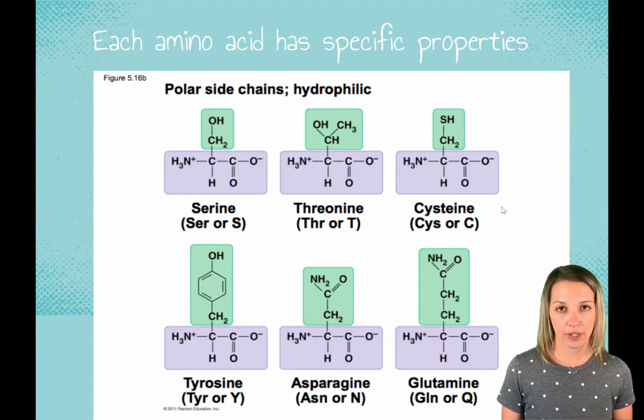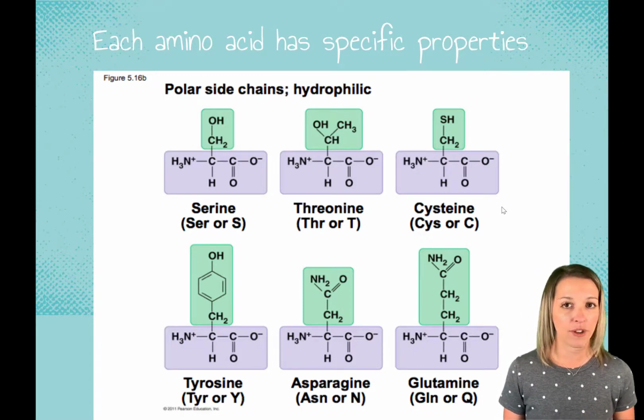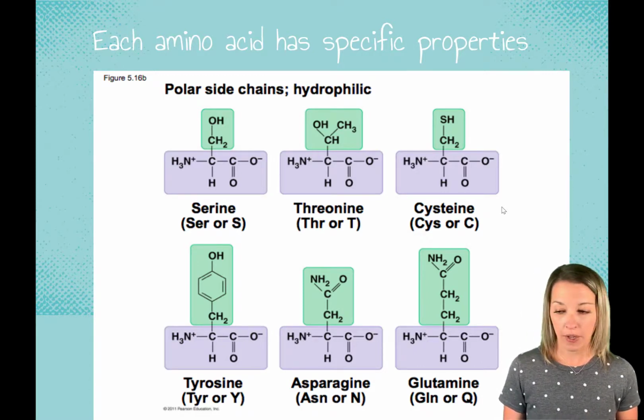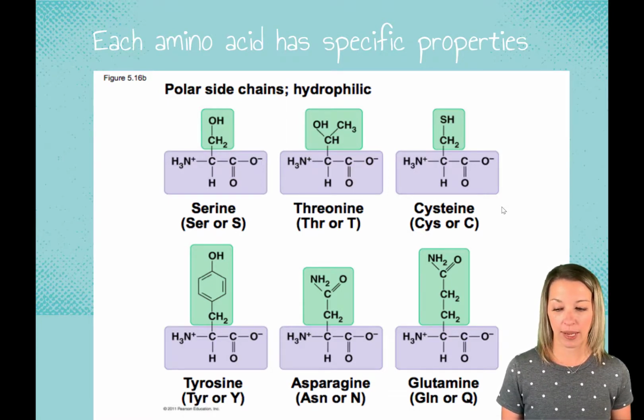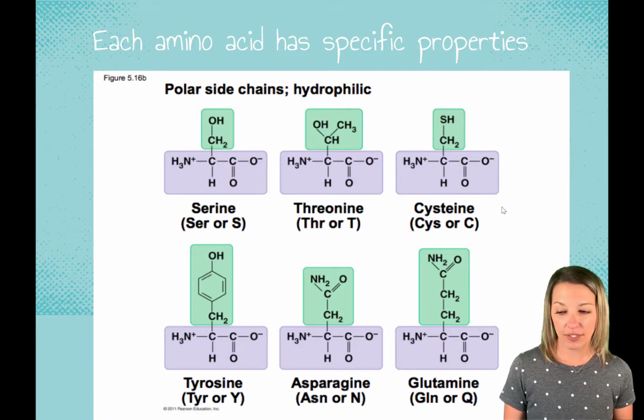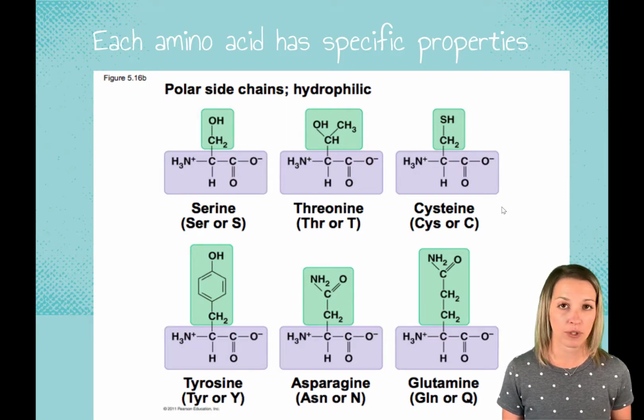So, like I mentioned, each amino acid has specific properties, and it is because of the variable R group that they have. The R group on here is what's in the light blue. So these are your hydrophilic amino acids because their R groups or their side chains are polar. So they're going to be water loving.